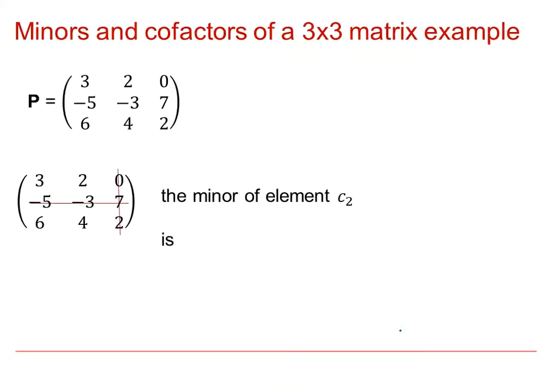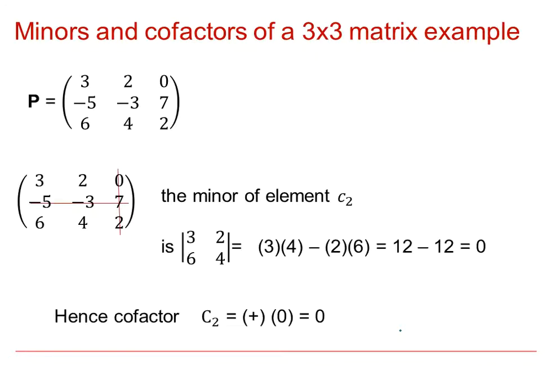So if we were looking for the minor of element C2, we would cross out the row and the column containing C2, and when we looked at the 2x2 determinant, which is in this case the determinant of 3, 6, 2, 4, we get 0. So it is possible for the cofactor of an element to be 0.